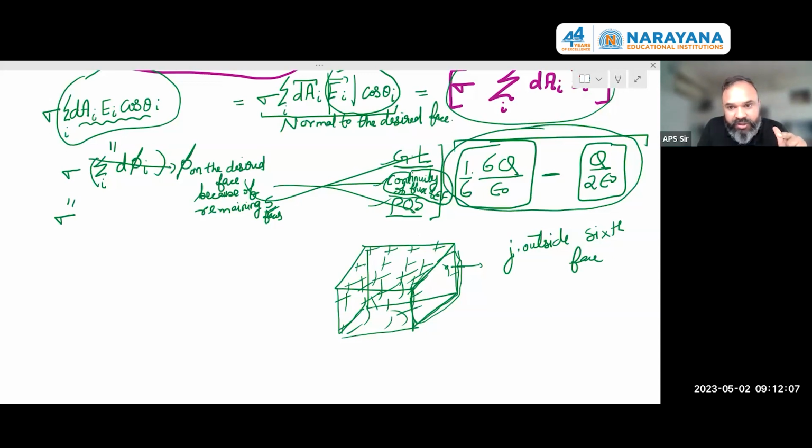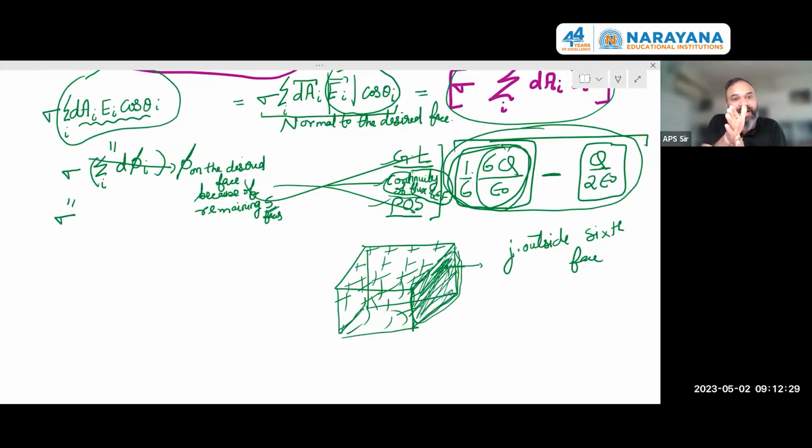Then when I had to calculate just outside, I introduced the 6th guy here. Then I said the total because of 6 is 6q upon epsilon naught, and I took 1 by 6. So out of the total, just outside this phase, this much flux is there. But this much flux also carries the contribution of this phase.